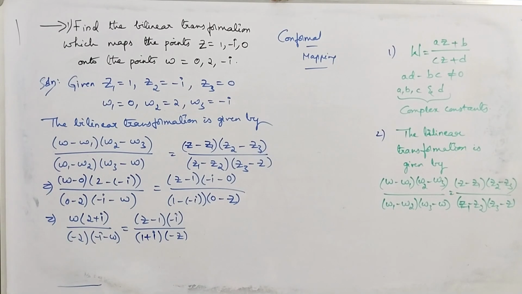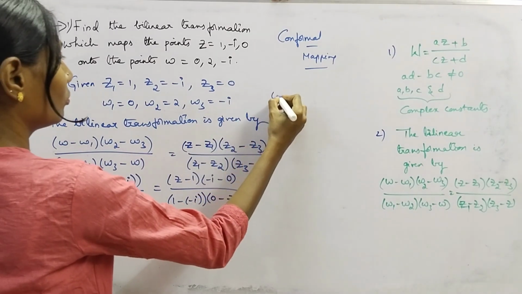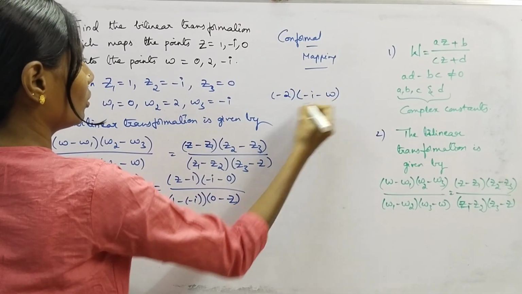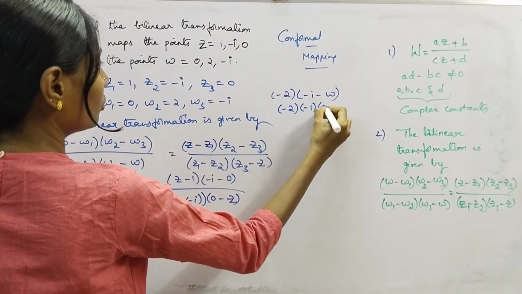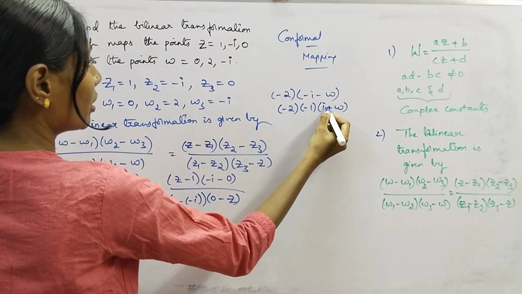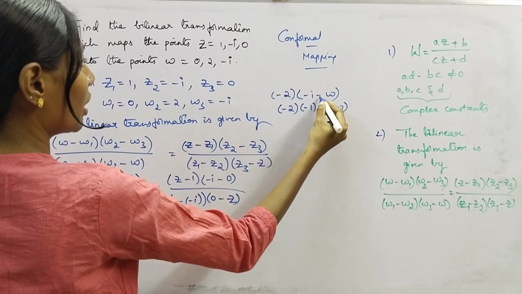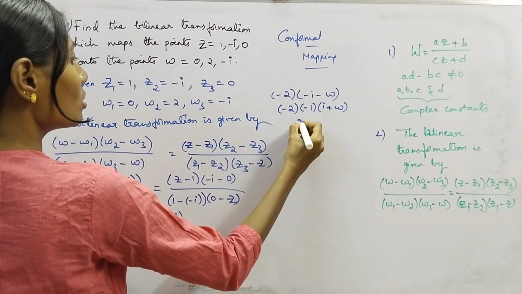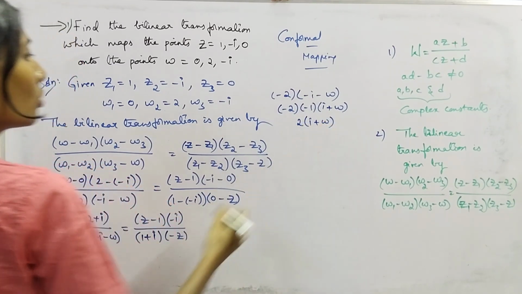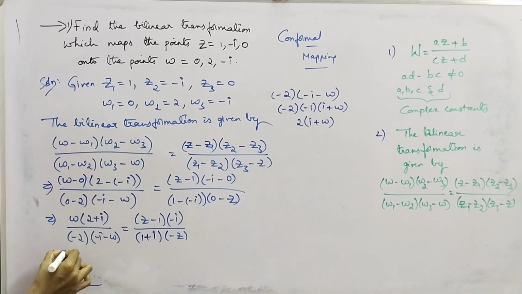Now see, the denominator on the left has minus 2 into (minus i minus omega). Take minus common from these two terms, you'll get minus 1 into (i plus omega). Again, minus 2 into minus 1 is 2. So the denominator of the LHS can be written as 2 times (i plus omega).